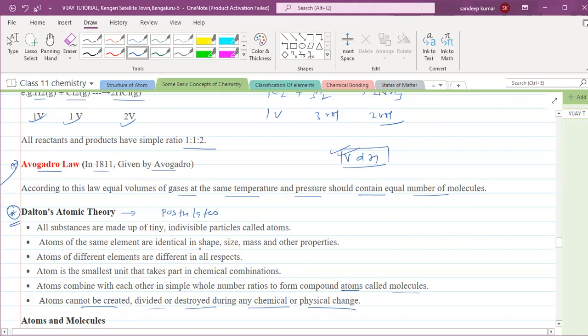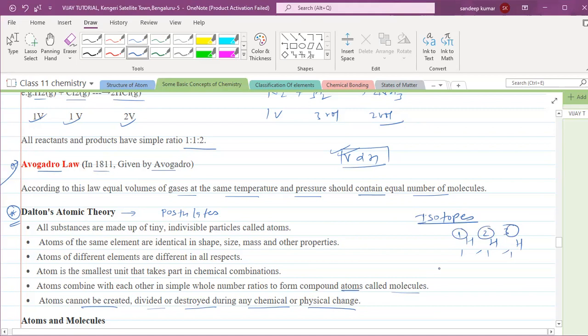Actually, most of the postulates of Dalton failed after the discovery of isotopes. What are isotopes? Isotopes are atoms of the same element having the same atomic number but different mass numbers. For example, hydrogen has 3 isotopes, atomic number 1 and mass numbers 1, 2, and 3. Dalton had said that atoms of the same element are identical in all respects, but isotopes are atoms of the same element having different mass numbers.